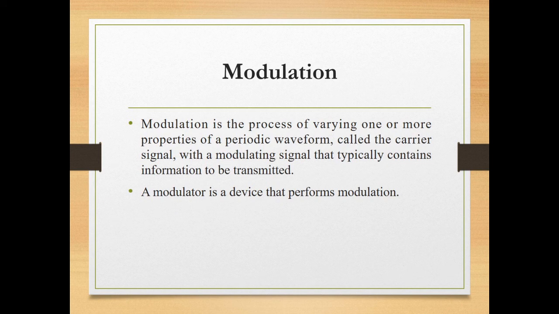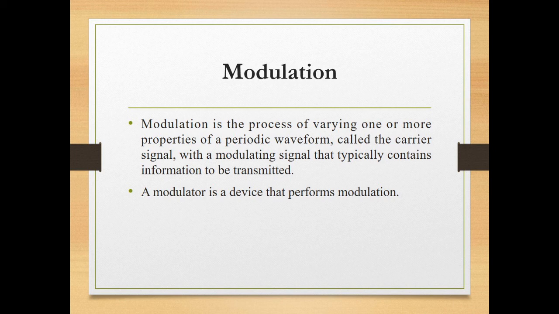What is modulation? Modulation is the process of varying one or more properties of a periodic waveform called the carrier signal with a modulating signal that typically contains information to be transmitted. That is, when you transmit information, while transmitting a message, that information will be modulated. We call it the message signal or modulating signal, and the modulating signal will be carried by a carrier signal whose properties will be changed according to the modulating signal.